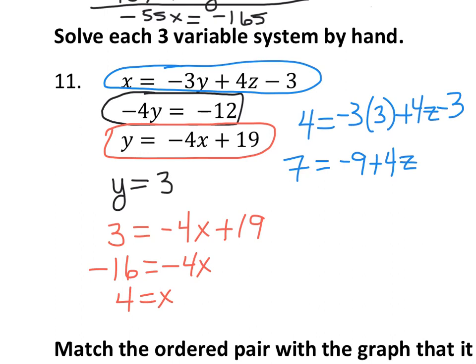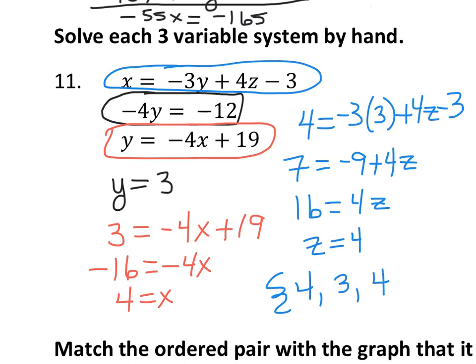I'm going to add 9 to both sides. That's going to give me 16 equals 4z. And then when I divide by 4, I get z equals 4. So my solution set is that x is 4, y is 3, and z is 4. And that's my solution.